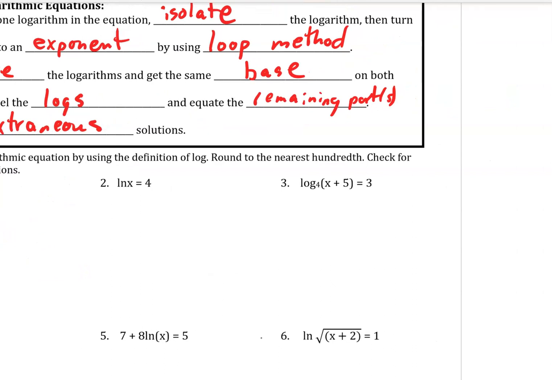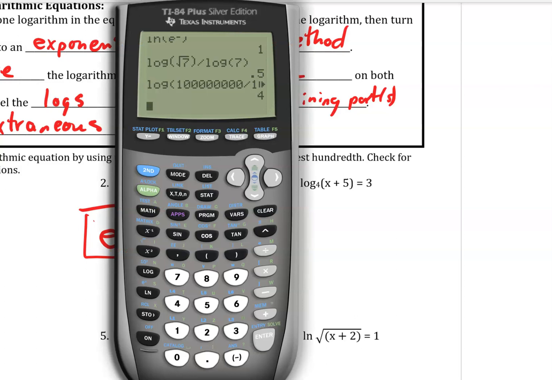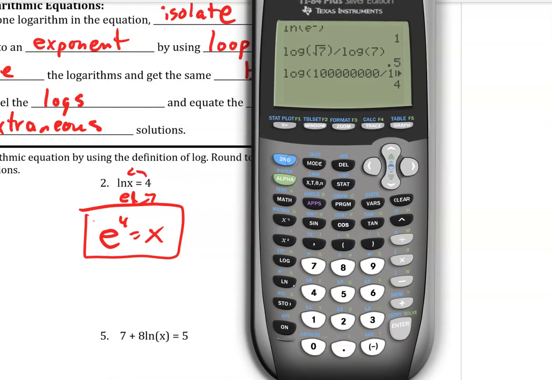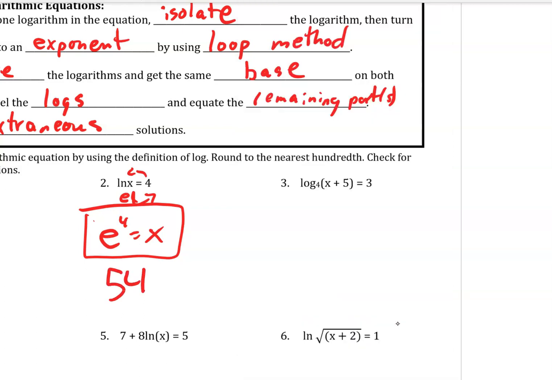ln, which is base e, of x equals 4. So we're going to do our loop, and we get e to the 4th equals x. Well, we can do it in the calculator, but to the nearest 100th, we will do e to the 4th. 54.598. So we go to the thousandths place. We're going to round up. That makes the 9 also round up. So we get 54.60.